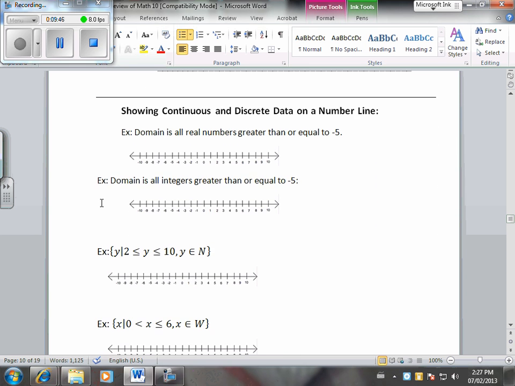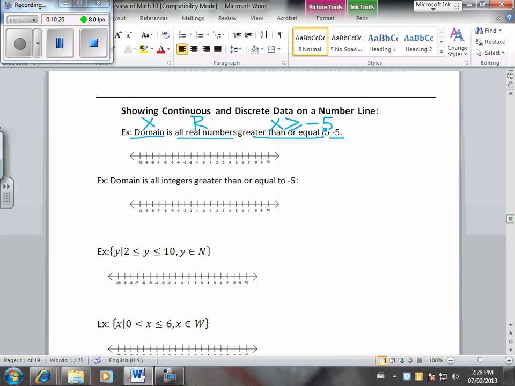So, how do we show continuous and discrete data on a number line? If we look here, domain is all real numbers greater than or equal to -5. So what is this telling us? This is telling us x. This is telling us all real numbers, so R. And then the x is greater than or equal to -5.